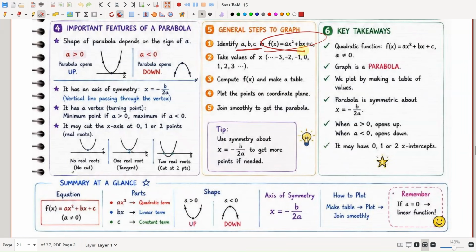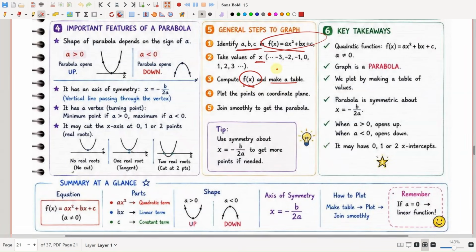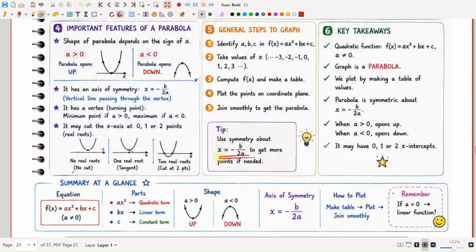Okay, so the general steps to graph will be: you have to identify a, b, c in this general form of the quadratic equation. You have to assume values of x, and compute the values of f of x, and we are going to make a table for the ordered pairs x comma y. Then you plot the points in a coordinate plane and join smoothly to get the parabola. And we know that the axis of symmetry formula is x is equal to minus b by 2a.